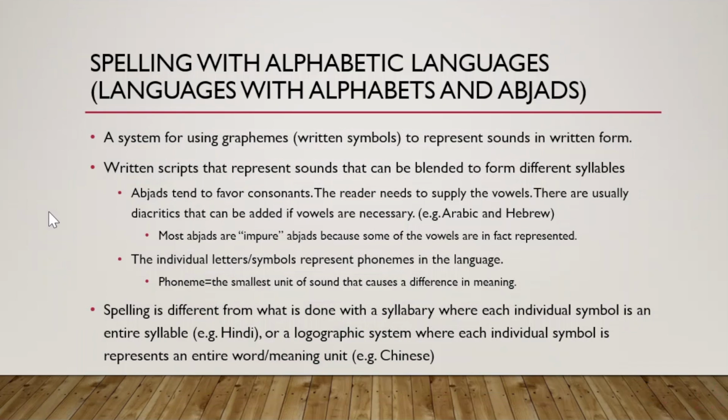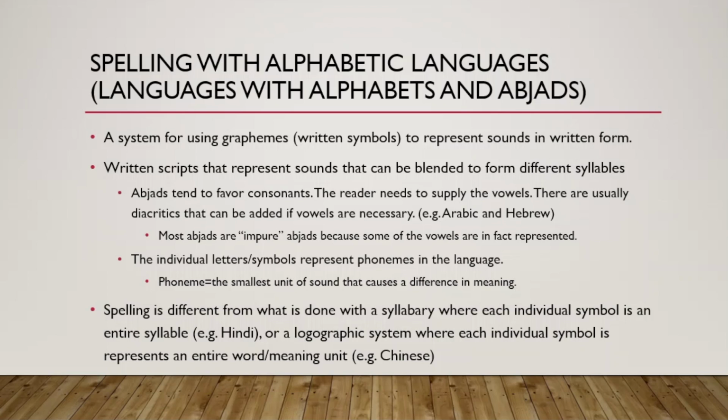Now, what is spelling exactly? Now, we're thinking about alphabetic languages. And when I say alphabetic, I mean languages where they have a system of symbols, and those symbols represent sounds. So when we talk about spelling, we're thinking about languages that have a writing system where each individual symbol represents one sound, not a whole syllable.